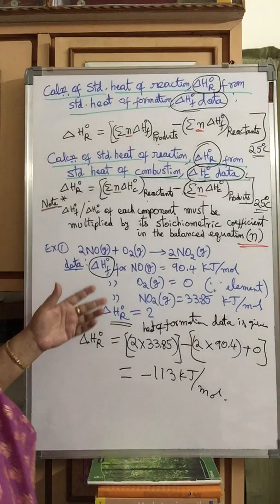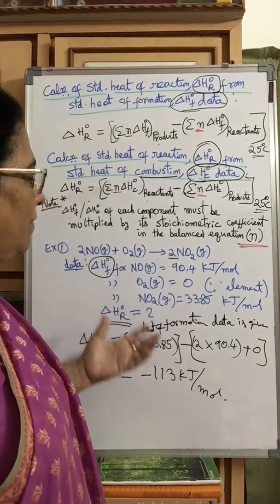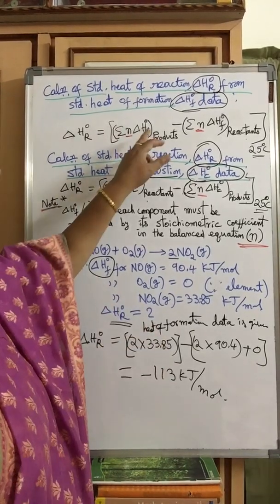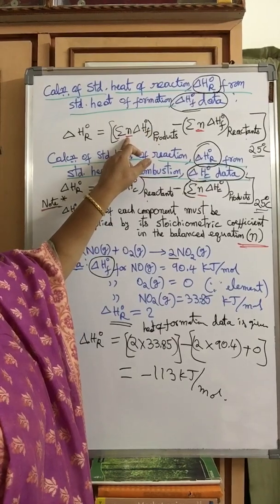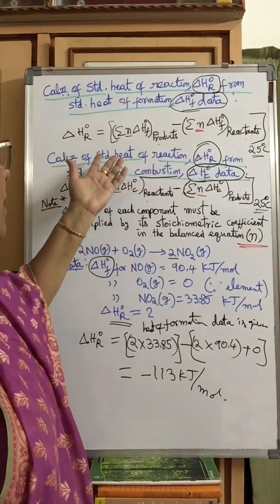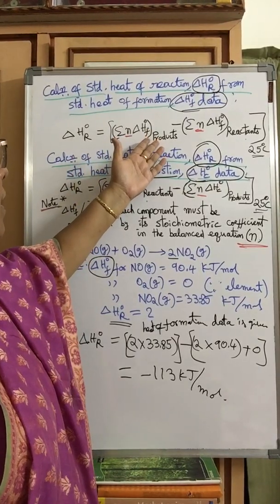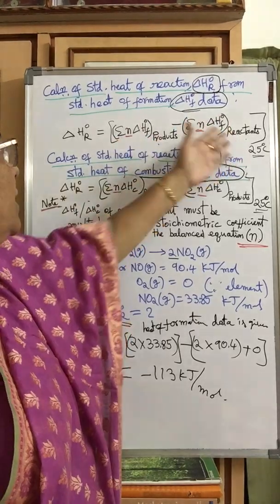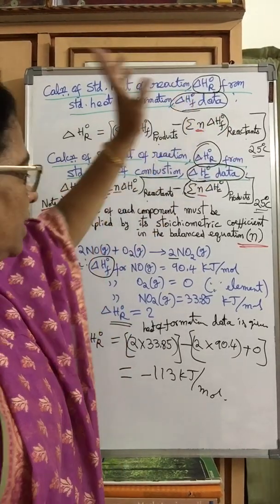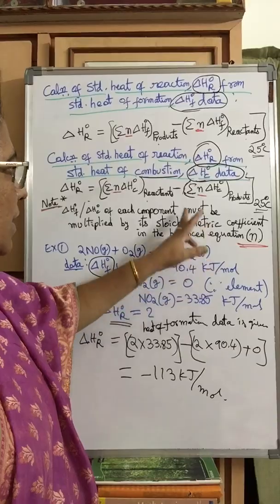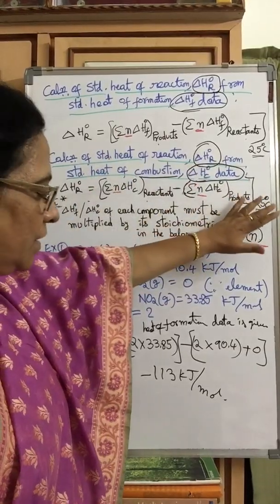These are very simple problems. Just substitution, multiplied by the stoichiometric coefficient. That's all. The only thing you need to remember is products minus reactants if it is formation data, and reactants minus products if it is combustion data.